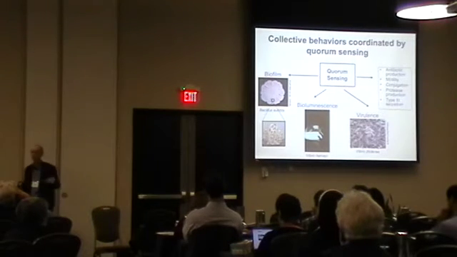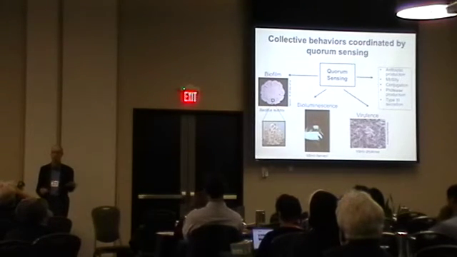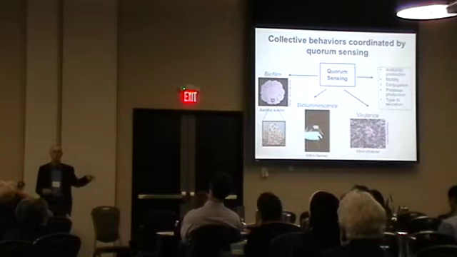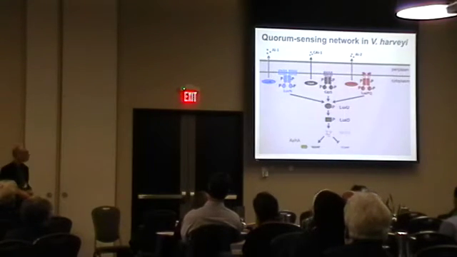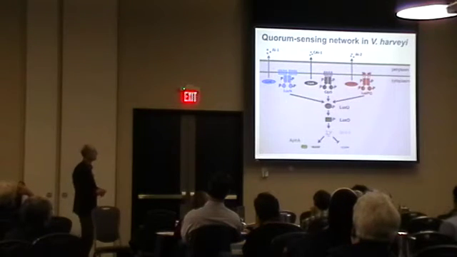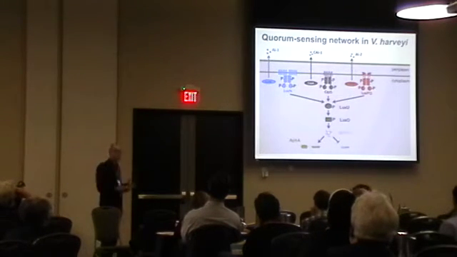And of course, that has not escaped the attention of people working in this field, that we need new antibiotics, and maybe one strategy, instead of killing cells, is to interfere with their communication by interfering with quorum sensing. So thinking now about this particular bacterium, Vibrio harveyi, we're interested in the network.